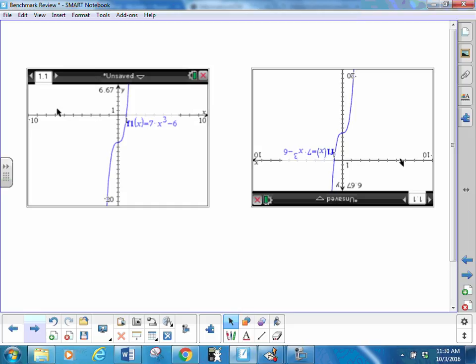That's kind of a clue that they're not going to be odd, because if you rotate this one 180 all the way around, they don't look identical. This one looks like it goes through here, which it does. This one looks like it goes up here in the positive y place. So it's neither.